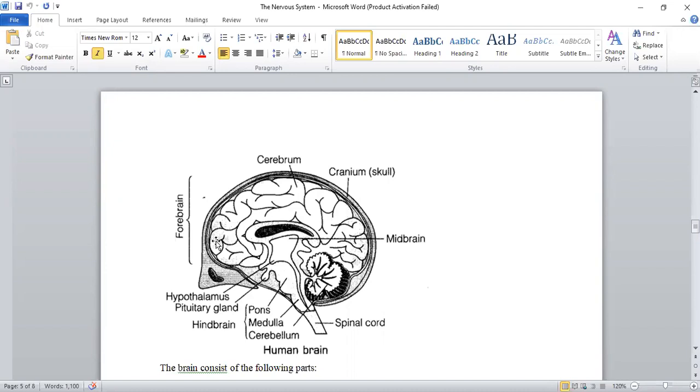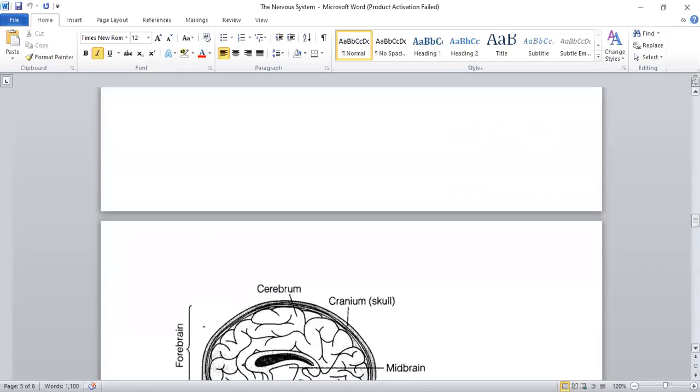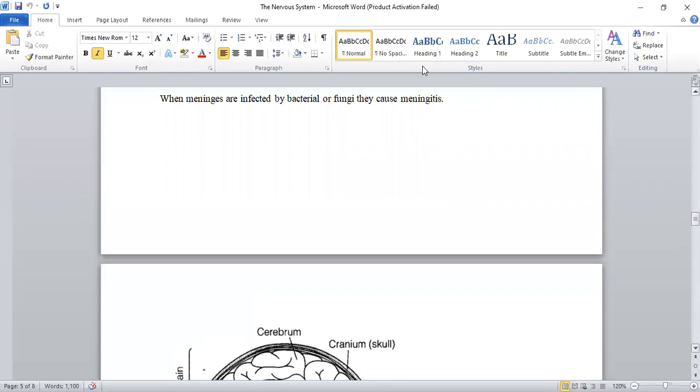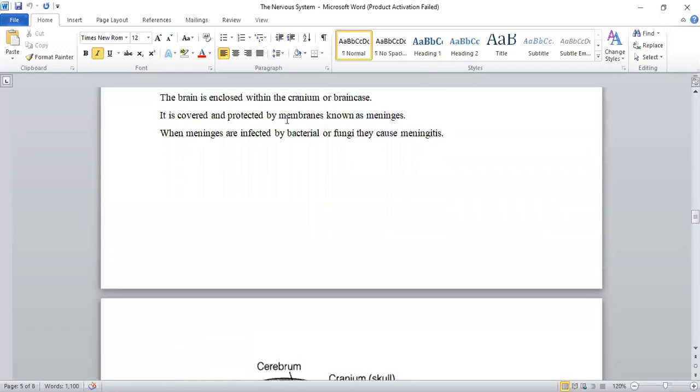Then from the cranium, there is usually the meninges. The meninges are meant to protect the inner part of the brain, the part that is supposed to be functioning. So the meninges are basically membranes. They are membranes covering the content of the brain, that is, the brain part that is supposed to function. So it covers and protects. It is covered and protected by the membrane known as the meninges.